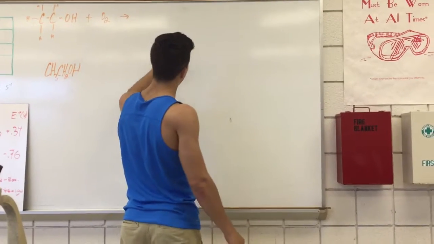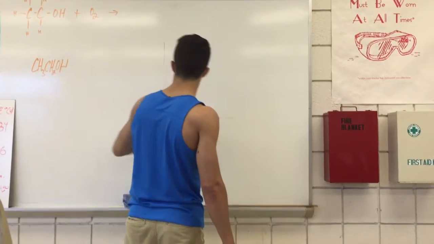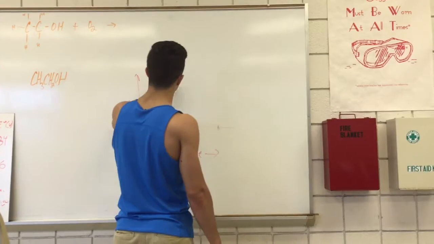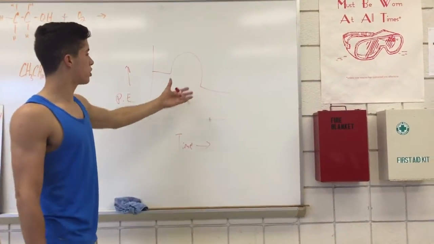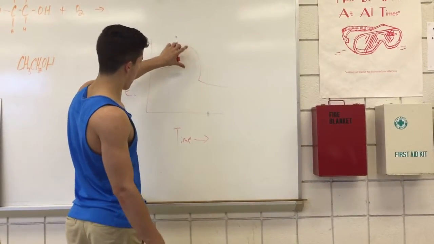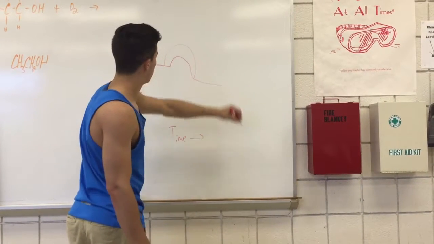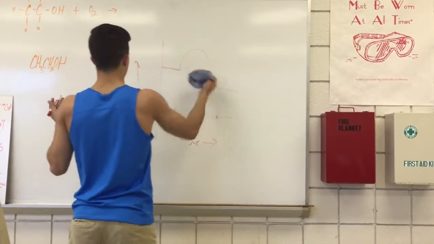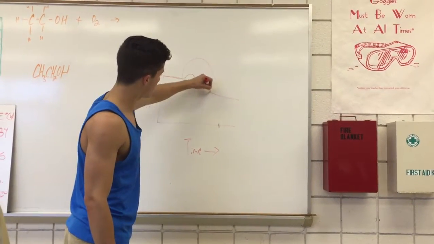So if you look at the graph of a reaction, and let's make this exothermic, this is a normal reaction. What a catalyst does is it lowers this activation energy, and it can do that, or if it has an intermediate, it can have two smaller steps.